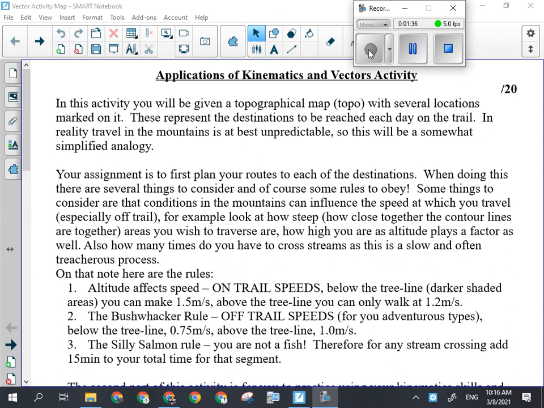All right. How many of you have used a topographical map before? That's what I thought. Google Maps has ruined an entire generation of people about how to use a map. Nobody uses a topographical map anymore, but this is an important skill.